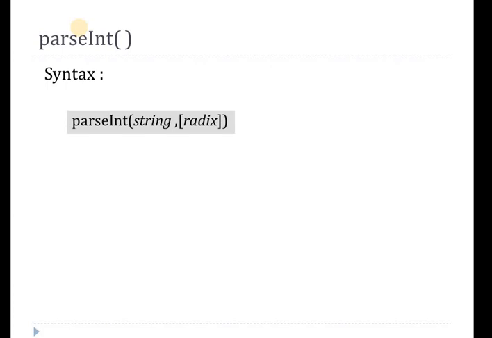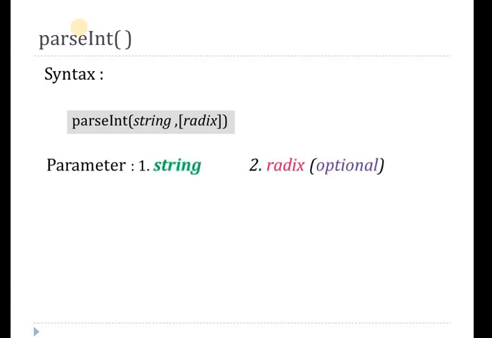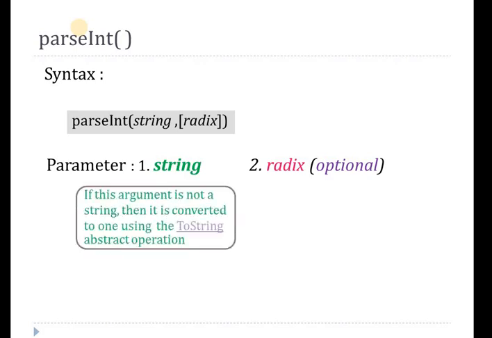Now after that, the parseInt function. Okay, let's see the syntax first of all. The syntax is the function name, and over here there are two arguments. The first one is a string, and after that it is a radix. The second argument is optional. Now let's see the first argument. If this argument is not a string, then it is converted to one using the toString abstract operation. For example, if the first argument is not a string, say it is a number, then it is converted to a string using the toString function.